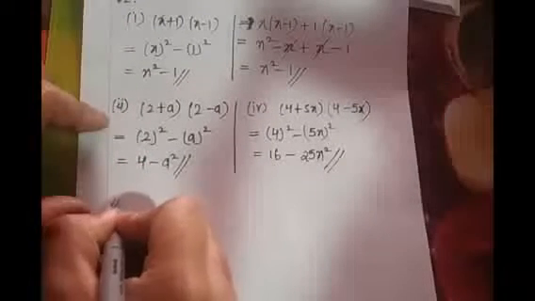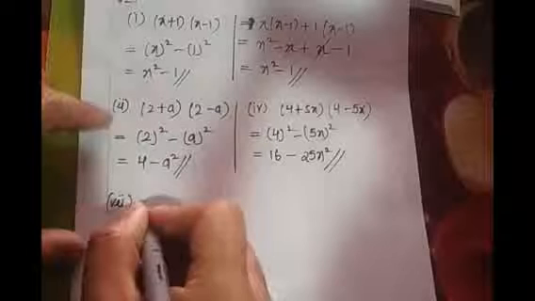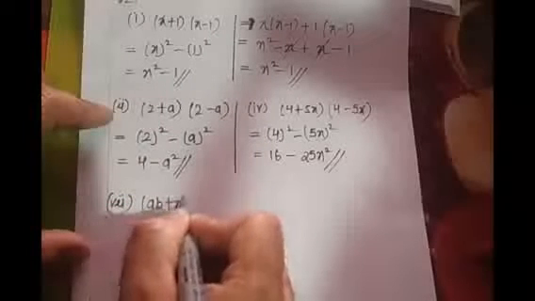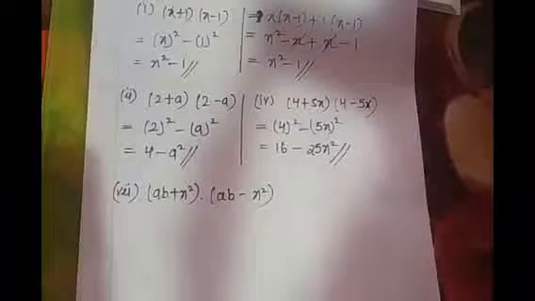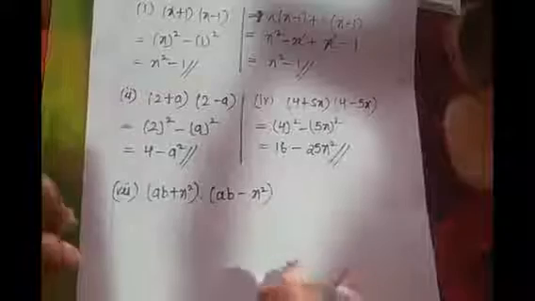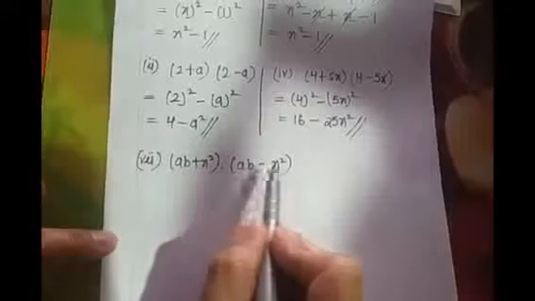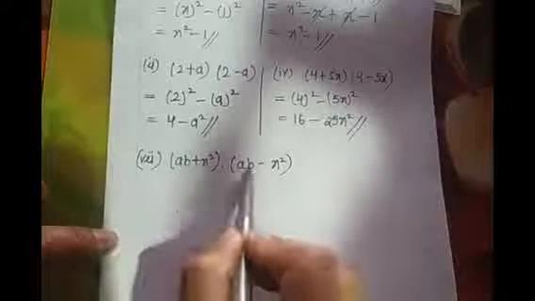So as I've already said, question number 2, part 3, part 5 and part 6 you'll do it yourself. I'm moving on to part 7. The question is (ab + x²)(ab − x²). Now here also you see that the form is same. Same formula, ab and x², plus and then minus. So if you can read it, it is in the form of (a + b)(a − b).